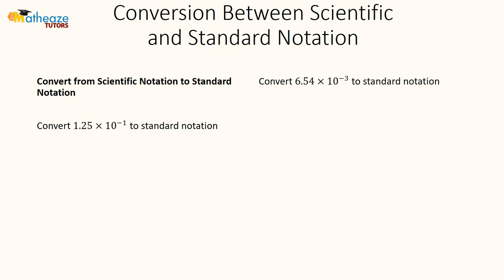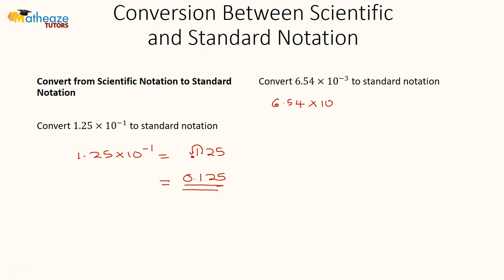Now we have 1.25 times 10 to the power of -1. So I'm going to write my 1.25. It's saying 10 to the power of -1, so that means I have to go 1 unit to the left, and this is where my decimal point is going to be. So this is going to be 0.125.